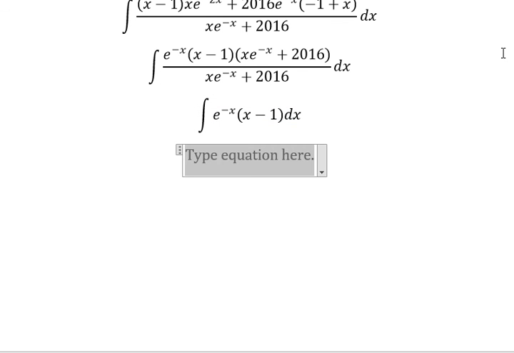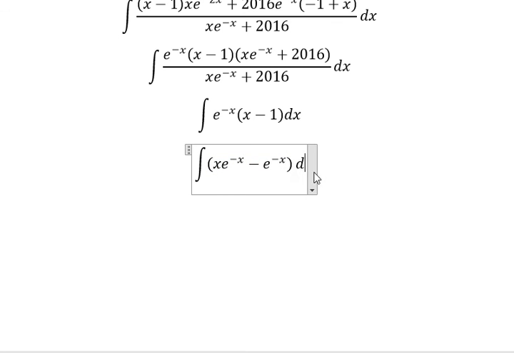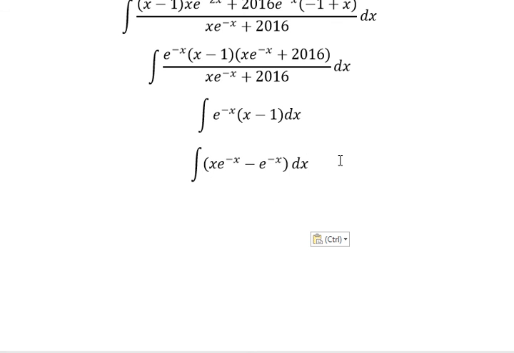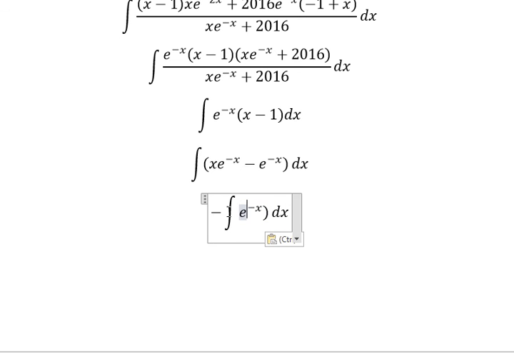Now we have e to the power of negative x multiplied with x, and you have the negative e to the power of negative x. If we put the negative outside the integral, you will get this one go to the positive, and the next one you will go negative.